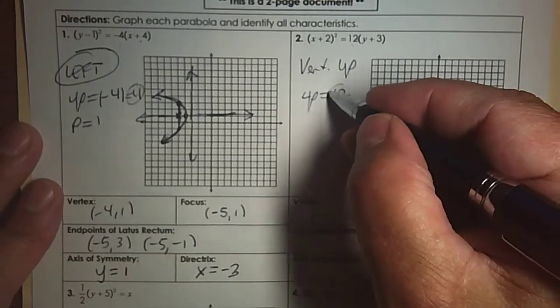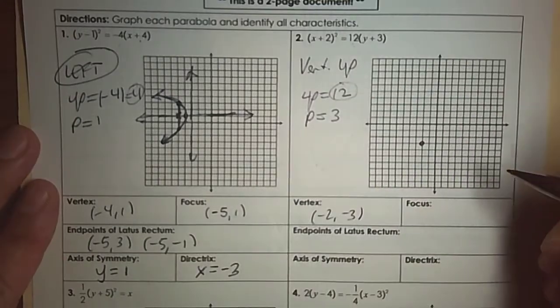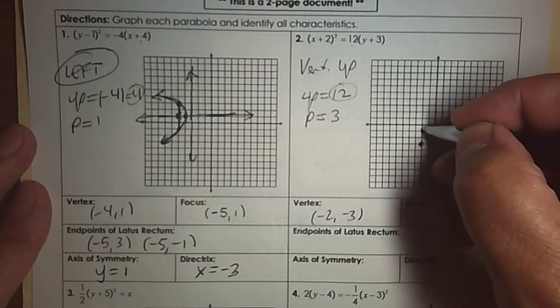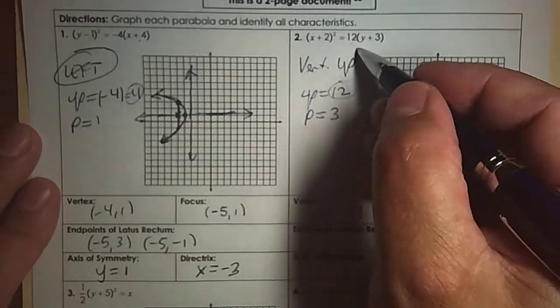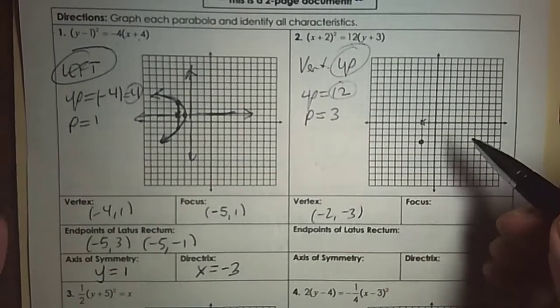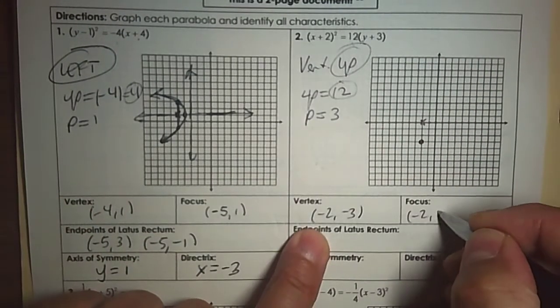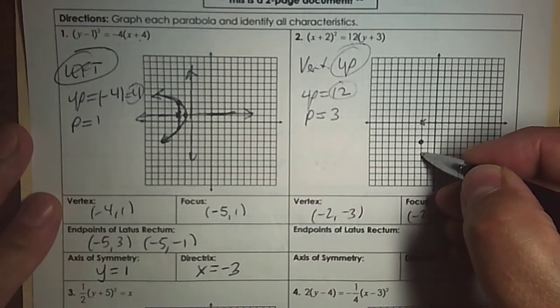So I know the length of the latus rectum is 12. When I divide by 4, p is equal to 3. So from the vertex, I'm going to go up 3. 1, 2, 3, and put a little x there. That's my focus. So when you go up, whatever direction it's going, that's the focus. So up 3, that means it's -2, 0. Go down 3. 1, 2, 3.